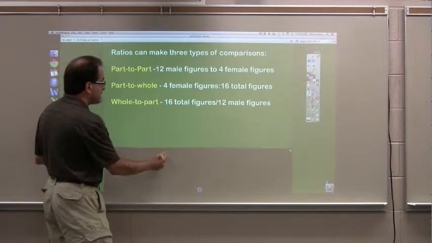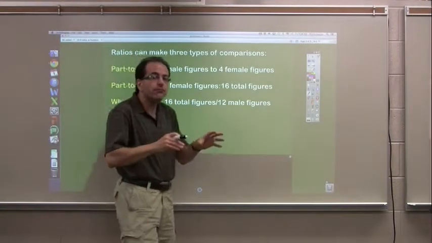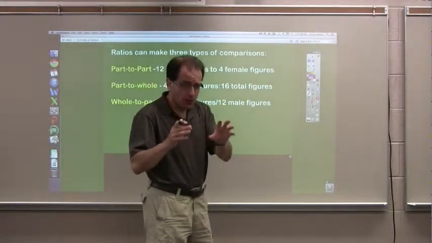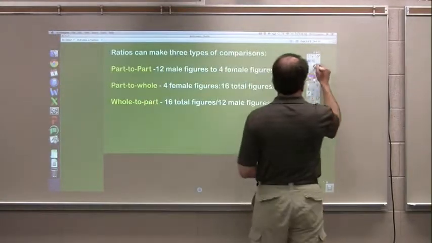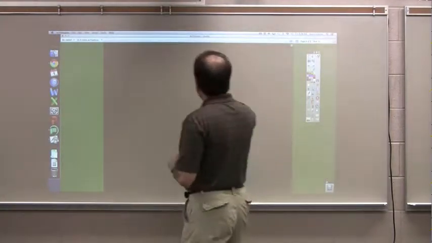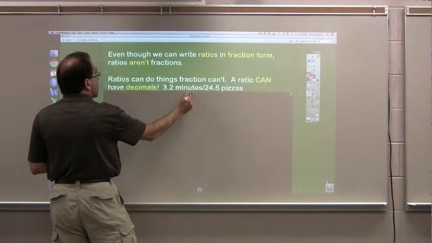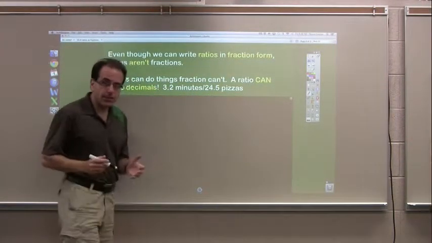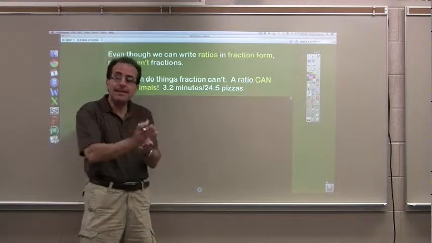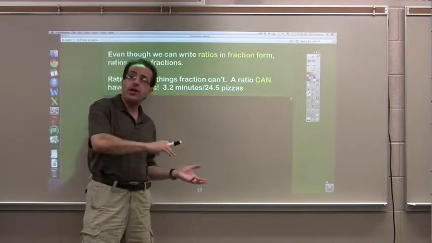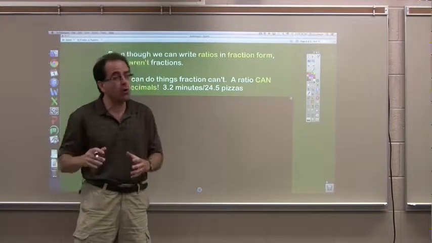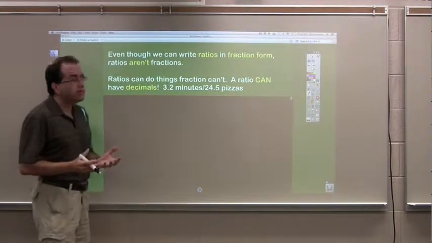Now, we talk about the fraction form of ratios. Ratios and fractions are extremely similar, but there are things that ratios can do that fractions can't. And you have to be careful about that. All right, ratios are not technically fractions. Some ratios can be written as fractions, and all ratios can be written in fraction form. So what can ratios do that fractions can't?